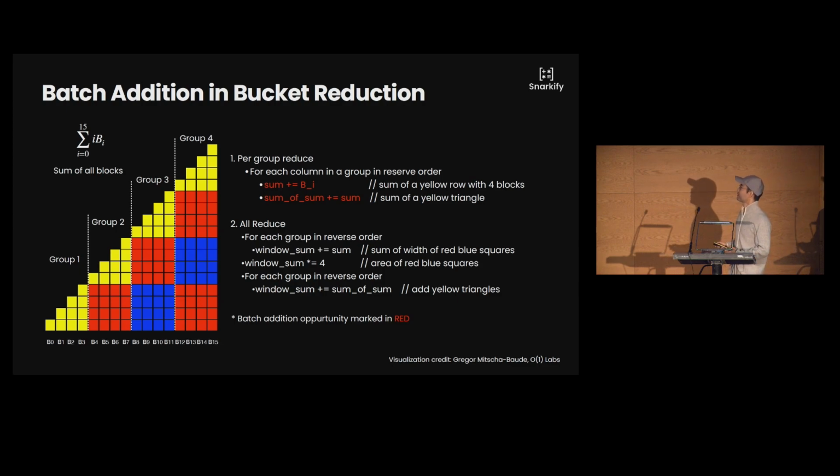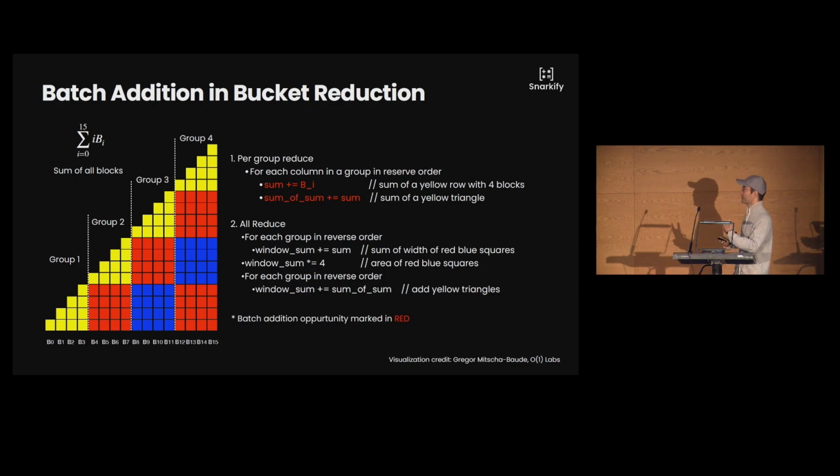The other one is the same thing, batch addition in bucket reduction. So if you still remember that equation, here I give an example of bucket reduction of 16 buckets. And there's a visualization here, like Gregor from ONFs gave us this great visualization. So basically, this equation adds all the squares or blocks here. You add this last bucket 15 times, where you add this first bucket 1 time. So you get the square of addition.